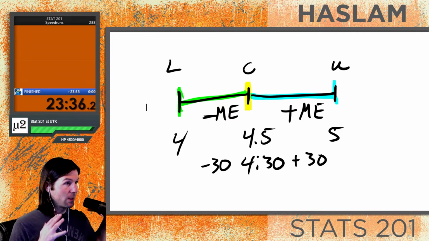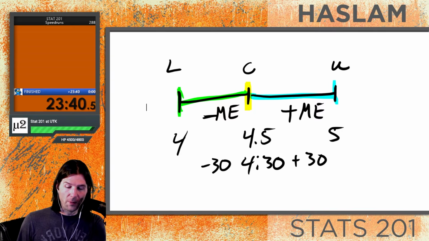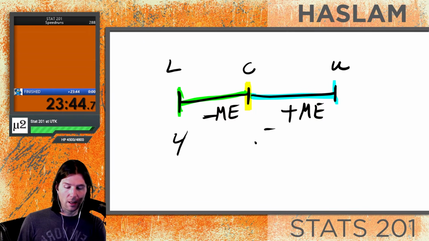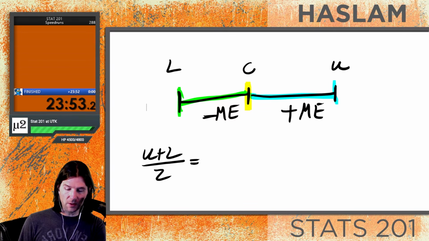So this is just some conceptual ideas that we understand if we're doing a confidence interval. We can find the center of it by averaging the two values. So let's write that down real quick. If you just average the upper and the lower like we did right there, so the upper plus the lower divided by 2 is equal to the center.